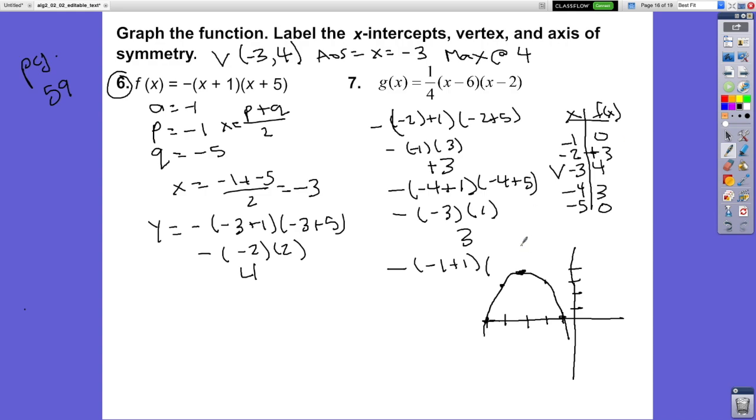Let's do our axis of symmetry. You're always going to draw it as a dotted line. Do that in red. And it's x equals -3, and the maximum is right up here at +4. So pause the video, try number 7 on your own, check it in the back of the book, and I will see you in class.